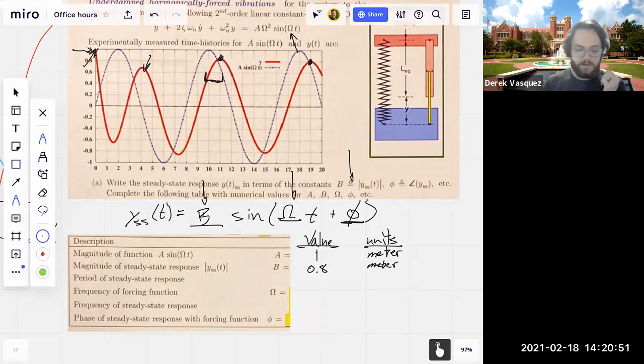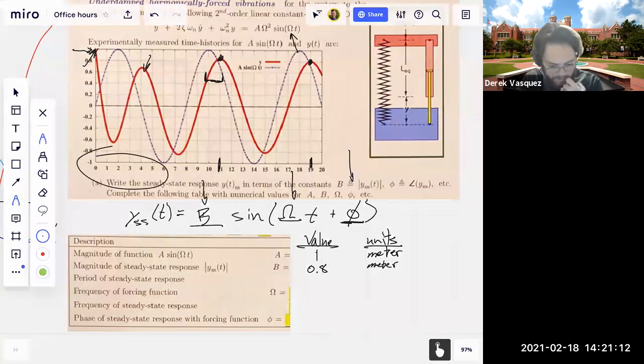And now we're going to look at the period of the steady state response. So we're going to measure from peak to peak on time. So between 11 and the next peak at 19. Again, working on the right side of the graph because the period might be a little different in the transient response. So 19 minus 11 is 8 seconds.